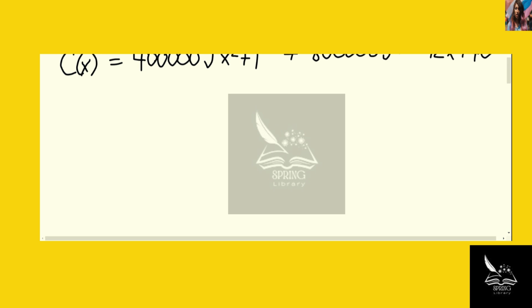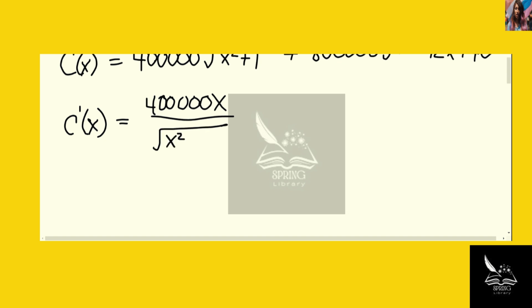And for minimum cost, we take the derivative of the cost function and set it equal to 0. So c prime of x, I'm not actually going to take the whole derivative here, but this simplifies to 400,000 x over the square root of x squared plus 1, plus 800,000 times x minus 6 over the square root of x squared minus 12x plus 40.